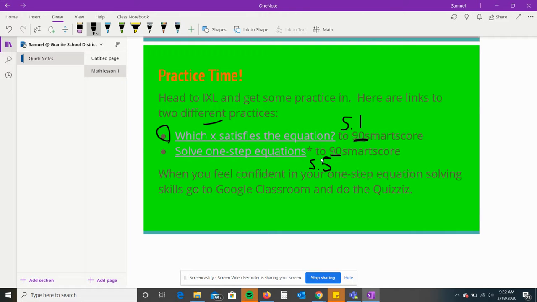I would recommend doing this one first because it's easier and quick, and then try this next one. Once you've done that to 90, then the last thing you'll do today is go to the quizzes that I'll post to Google Classroom and try to see if you can solve one-step equations and if you're doing okay with that. All right. Don't forget, you can message me or email me. You can also join in the Zoom here in just a sec.